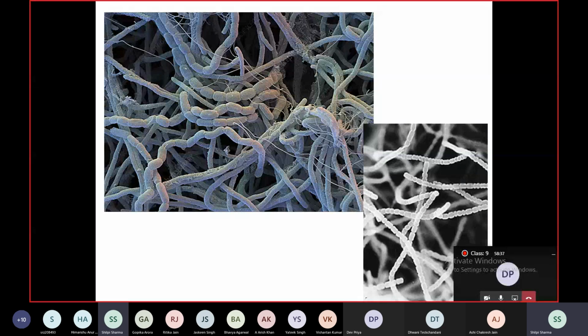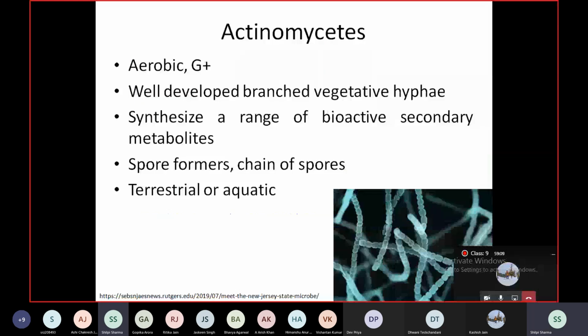Yes, tell me. Ma'am, from the black and white picture, it looks like bacteria, a colony of bacteria, I guess. But the colored picture shows something different, like a fungi or something like that. Good, good, Kashish. The reason why I'm showing you this picture is for what Kashish stated. These are actinomycetes, and actinomycetes are a group of unicellular bacteria that are gram positive, and they produce spores.